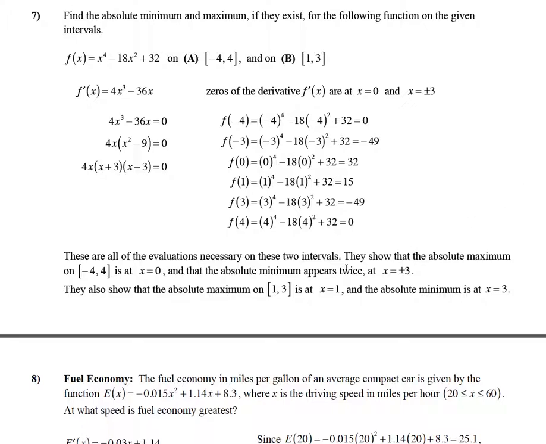And so then that's the first interval, -4 to 4, and then on the second interval, 1 to 3, you now can ignore the -4, and for that matter, the -3, and the 0, and as a matter of fact, the 4. So the only values we're looking at are the values at 1 and 3, and so the maximum is 15 at x equals 1, and the minimum is -49, and that's at x equals 3.